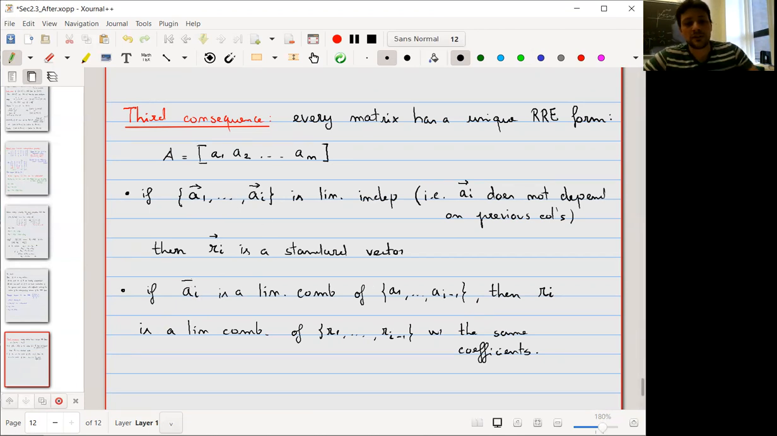And if Ai is a certain linear combination of other columns in A, then Ri is determined by the same coefficients with a linear combination of other columns, R1 to Ri minus 1. In other words, the columns of A, being them linearly independent or dependent, determine exactly the columns of the reduced row echelon form, which is therefore unique.